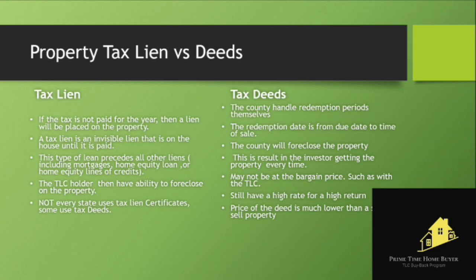Tax lien. If the tax lien is not paid for the year, then the lien will be placed on the property. It's an invisible lien that is on the house until it is paid. This type of lien precedes all other liens, including mortgages, home equity loans, or liens of creditors. The TLC holder then has the ability to foreclose on the property.